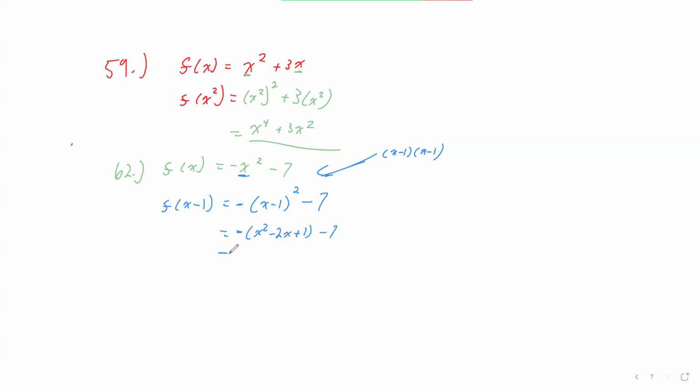So now I'm going to apply that negative. So it's going to be negative x squared plus 2x minus 1 minus 7. So again, that basically just changes all the signs and then combine like terms. So negative x squared plus 2x minus 8. That would be your final outcome. All right, let's look at another one. Let me get another sheet.